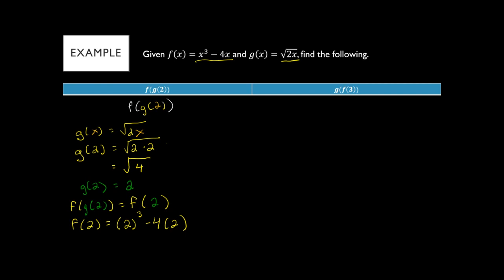So now I need to find f of 2. So I have 2 cubed, which is 8, and then 4 times 2, which is 8. And this is going to give me 0. So my answer to the original question here is 0. So we're asked to find f of g of 2. So 2 is your input to g. You got that answer. That's your input to f. And then you got that answer, and then you're done. So our answer here is 0 after we go through each of the parts.